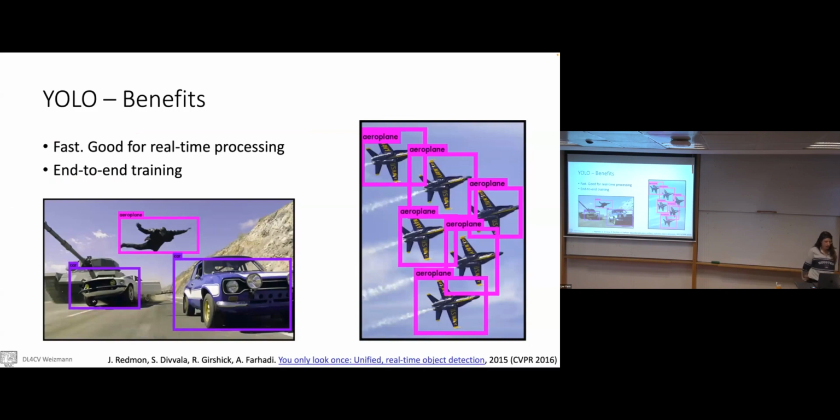Okay, so as I briefly said, the benefits of YOLO are that it is very, very fast for real-time processing, and it's end-to-end training. You don't need to first train the CNN and the RPN and then train each one of them. It's very easy and straightforward.